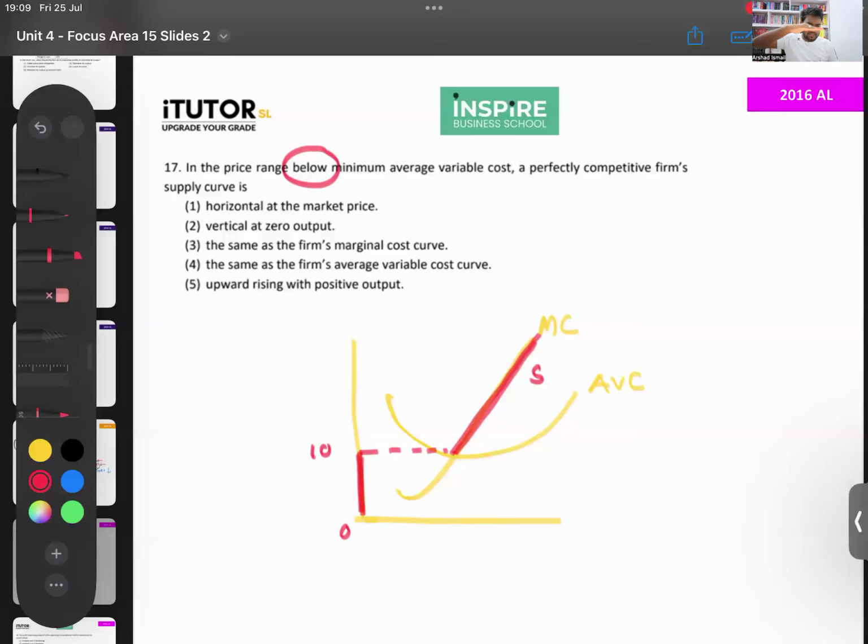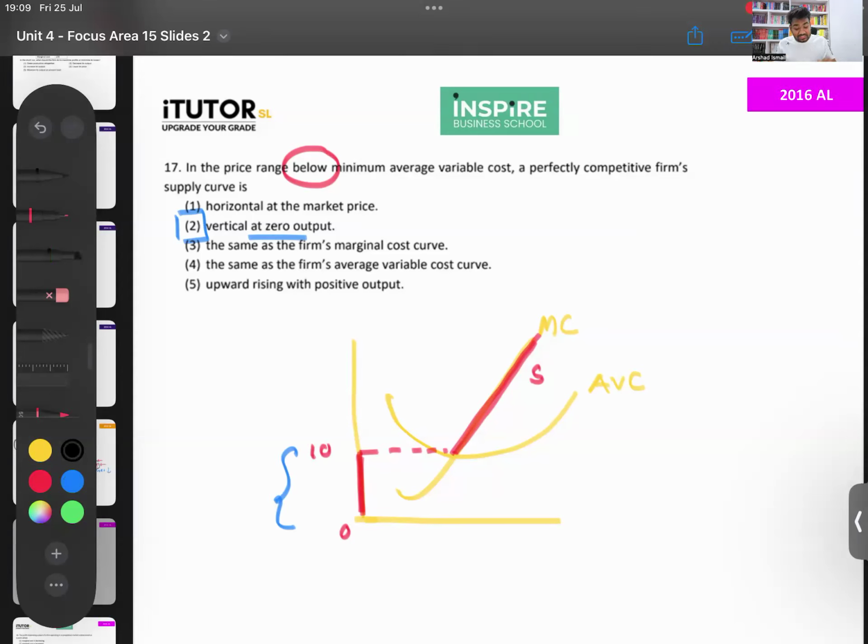At 10, some people would supply, some people might not. That is the shutdown price. At any price above 10 only, you will have a supply. So if the question is asking you, in the price range below the minimum average variable cost, which part is the supply curve? It is vertical at 0 output. Supply curve is a vertical line at 0 output.